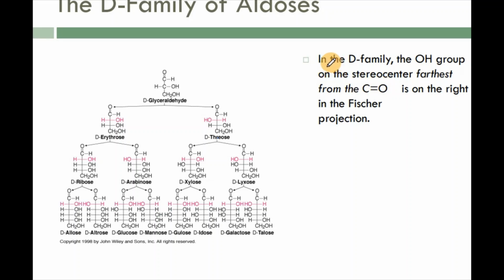So as seen here, in the D family of sugar, the OH group on the stereocenter (another word for chiral centers, or asymmetric centers) farthest from the carbonyl is on the right of the Fischer projection. This way of drawing sugars is what they call the Fischer projection form of the sugar. If it is just a straight chain like this, we call it a Fischer projection. Sometimes it can be circular if it finds itself in an aqueous solution. That one is called the Haworth projection form of the sugar.